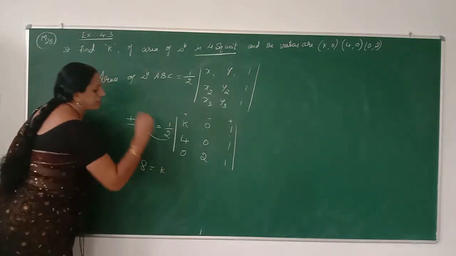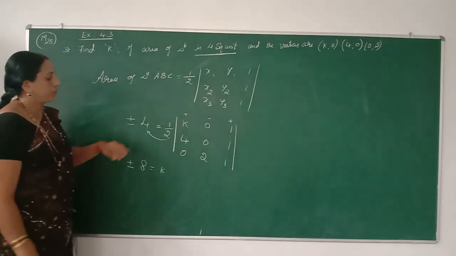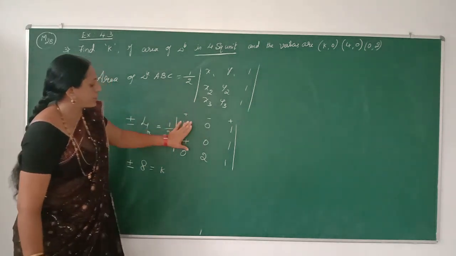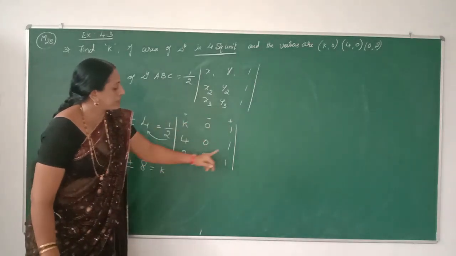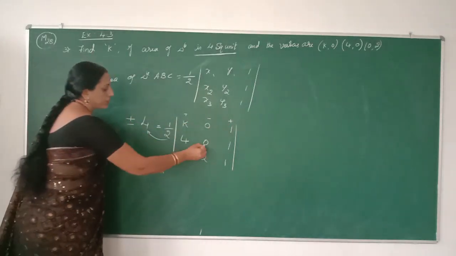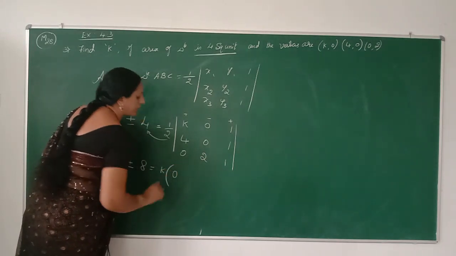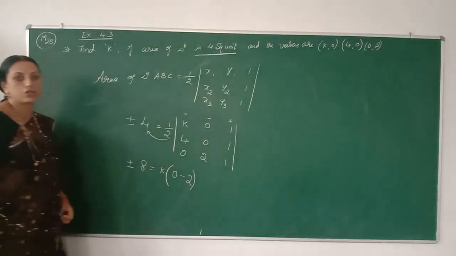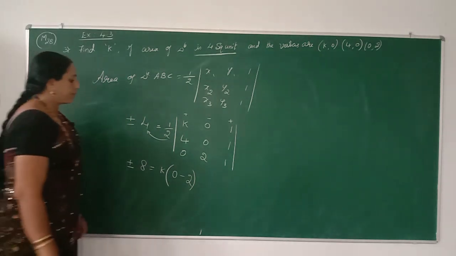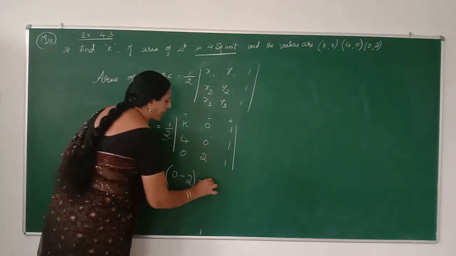The first element is k, where k is the element of the first row, first column, and these get neglected. After that, the remaining elements get cross multiplied. First the left diagonal is 0 minus the right diagonal is 2. 0 minus 2 is left diagonal minus right diagonal.